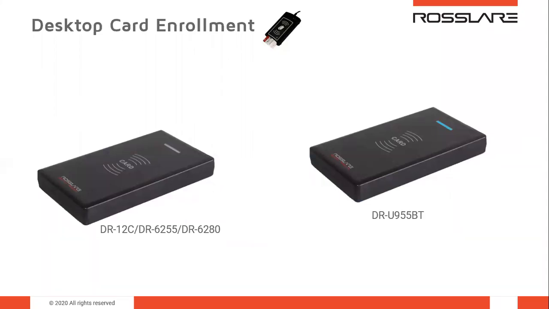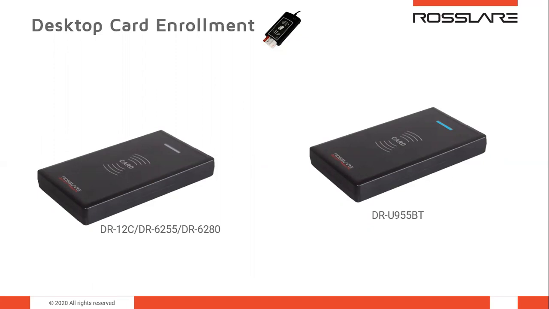The AxTraxNG system supports enrollment by desktop readers. We have desktop enrollment readers for our standard cards, the 125 kilohertz RFID cards, and the 13.56 megahertz CSN Select smart cards. And we also have desktop readers for the Bluetooth BLE and UHF RFID credentials. This way you don't have to type in a long string of numbers and make mistakes.